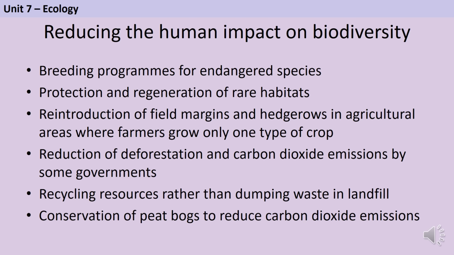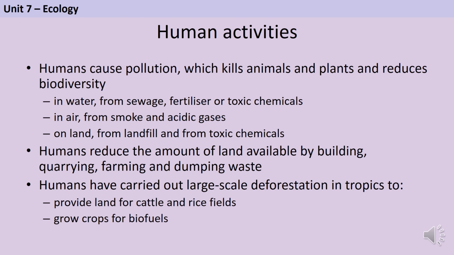So this includes things like breeding programs for endangered species, protecting and regenerating rare habitats, trying to reintroduce field margins and hedgerows around farms, because just having one species in that place is just not great for biodiversity, reducing deforestation, recycling things, and also conserving peat bogs.